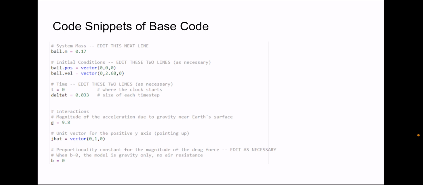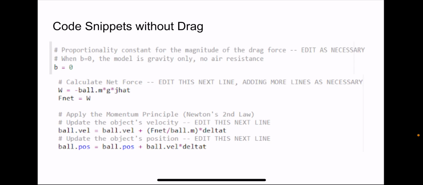This snippet of code is without drag, so we're going to have no air resistance, so we set B equal to 0. And this is the rest of the code. As you can see, B is 0 because we're not using drag. W is going to be negative ball.m times g times j hat. And F net is just going to be W because there's no drag force.